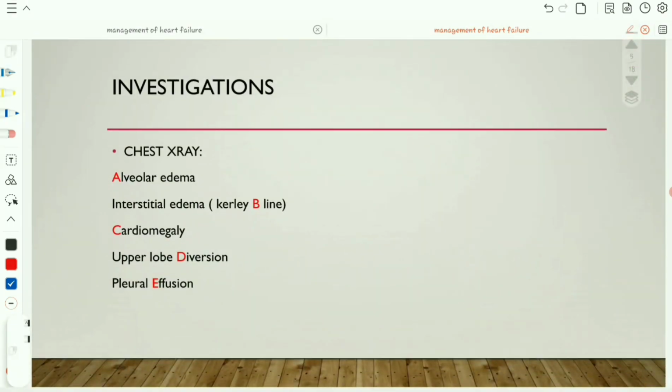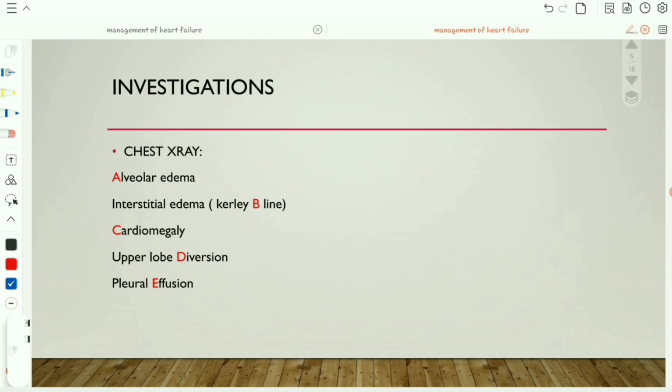Now in managing a patient with heart failure, at least there are the first four investigations that you should say. Are you getting me? They should be chest X-ray, echo, ECG, then serum BNP. First say those four. It will impress your examiner.